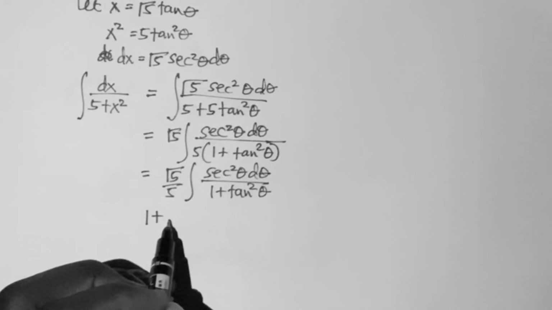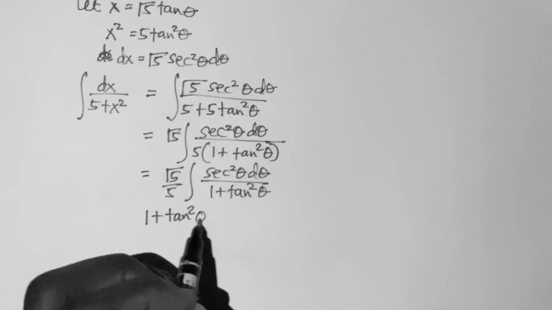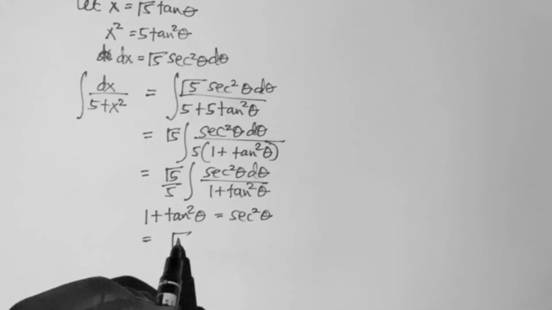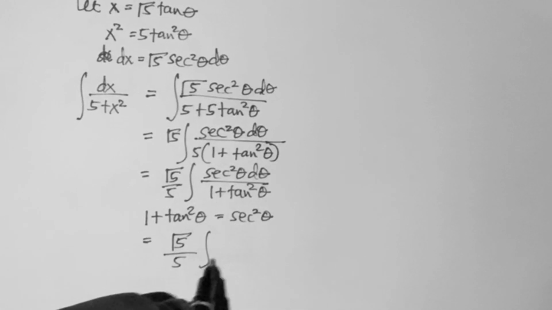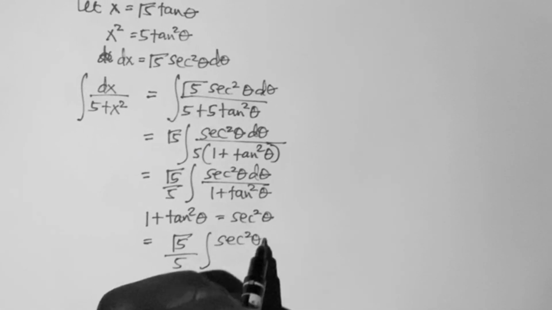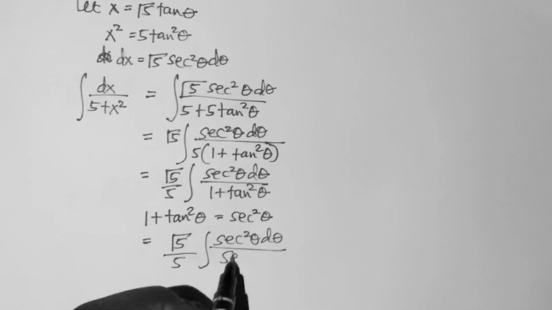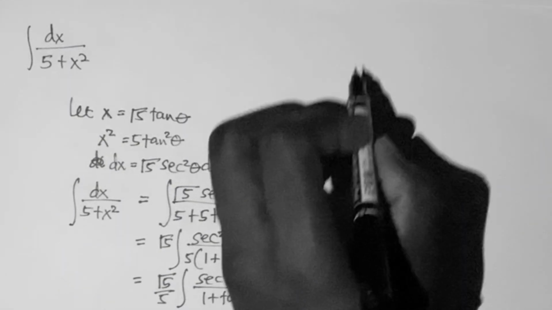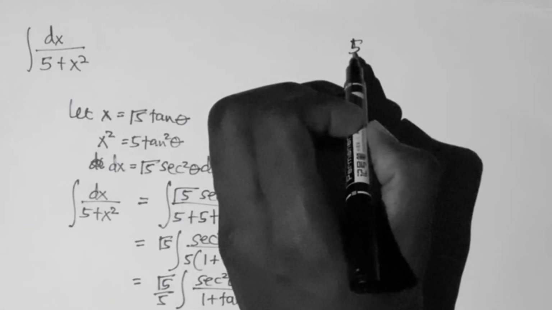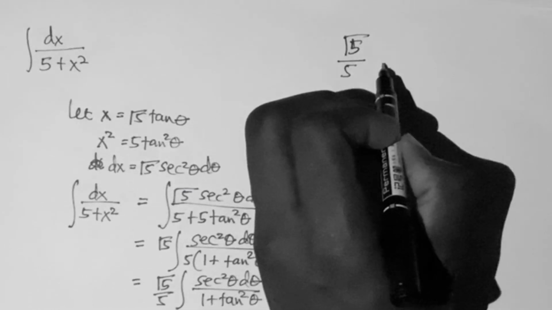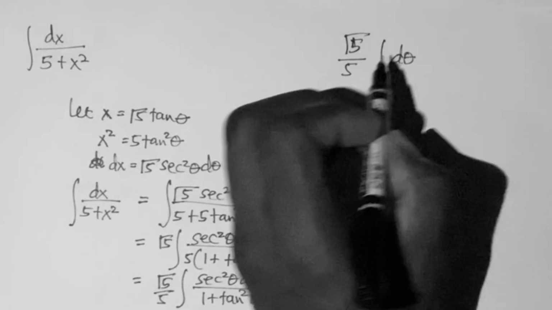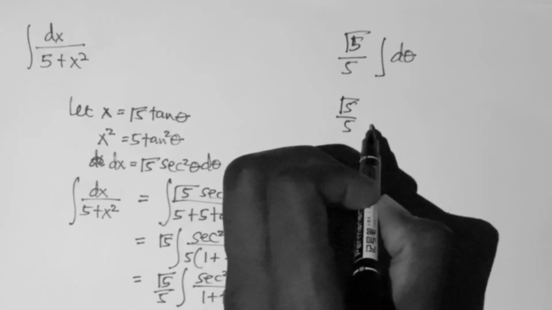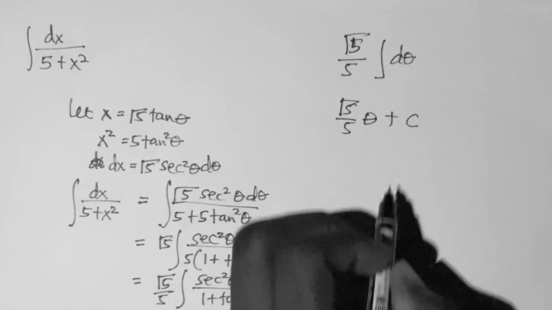I will know that from trig identities, 1 plus tan squared theta is equal to sec squared theta. So this is equal to square root of 5 divided by 5 integral of sec squared theta d theta divided by sec squared theta. So these two will cancel out. So we'll be left with square root of 5 divided by 5 integral of d theta, and that is equal to square root of 5 divided by 5 theta plus c.